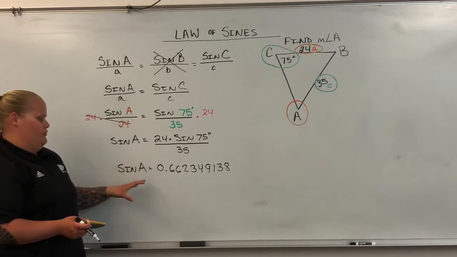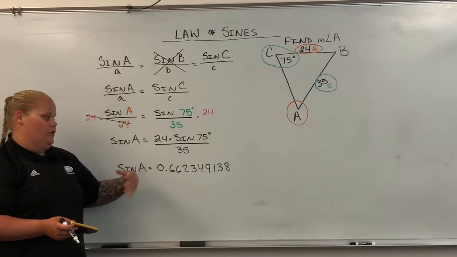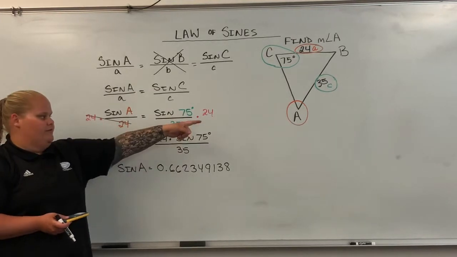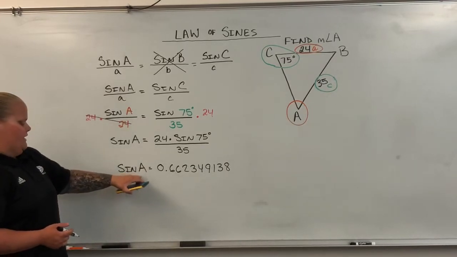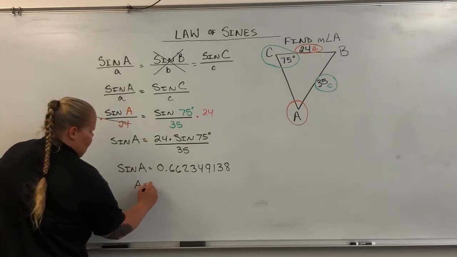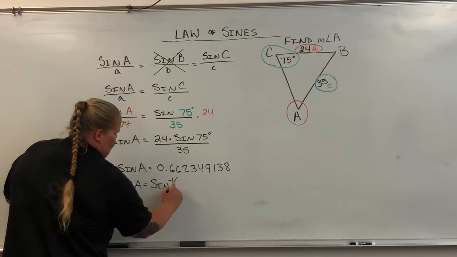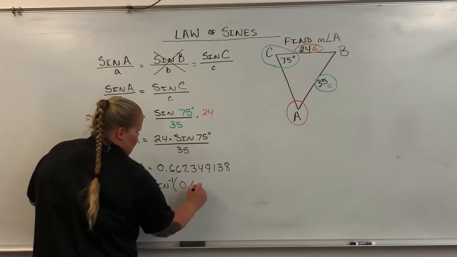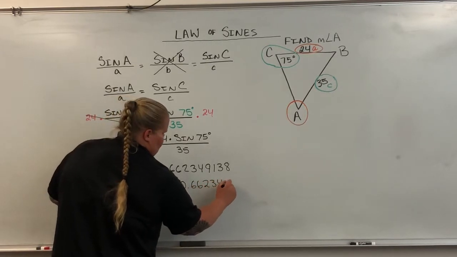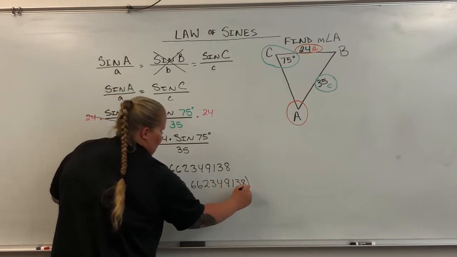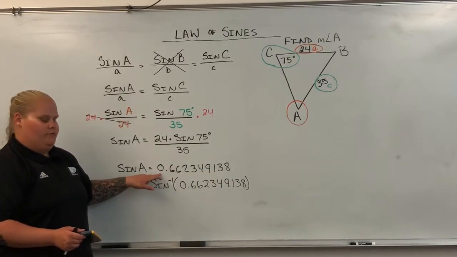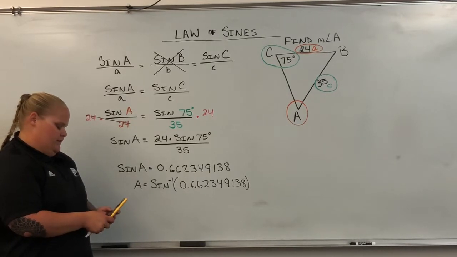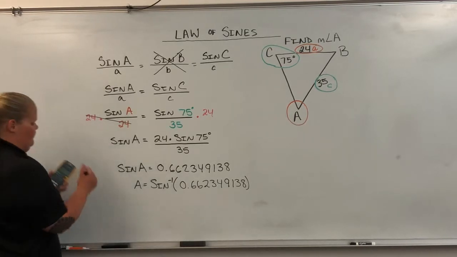But in this case, what you want to do is keep this decimal long. You don't want to round it because it's going to change the degree of the angle that you find. So since we're solving for this angle, I know that I'm going to have to find the inverse sine of this decimal. As long as this decimal is already in your calculator as your previous answer, you can hit second, sine.